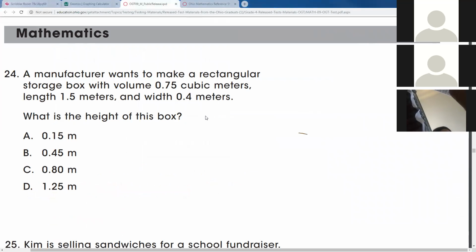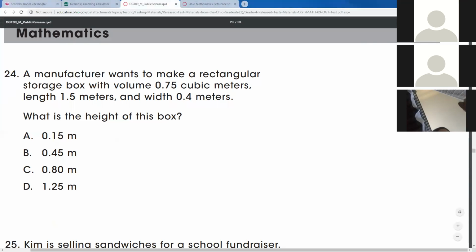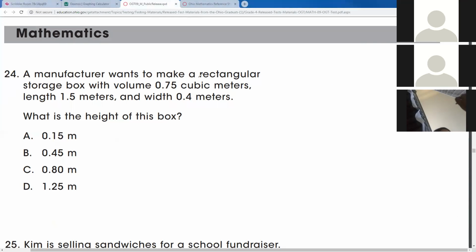Okay, so this one doesn't look like it's geometry because they don't give us a picture, but sometimes in the middle of the problem, you'll say, oh, that's an actual shape. Like this one, a manufacturer wants to make a rectangular storage box. You got that word rectangular, that's geometry. With volume 0.75 cubic meters. So volume is this, length is 1.5 meters, and width is 0.4. What is the height of the box?